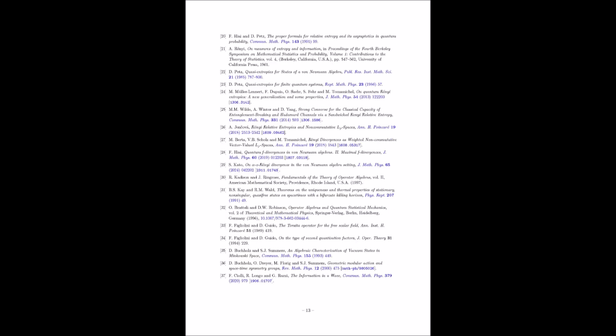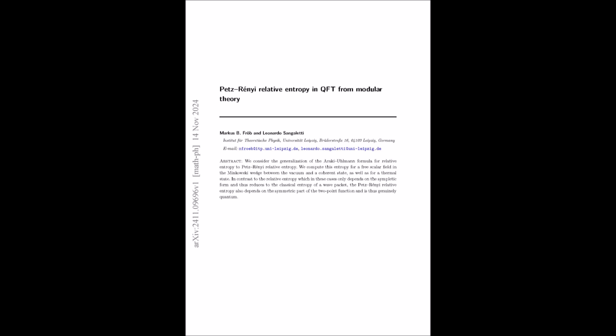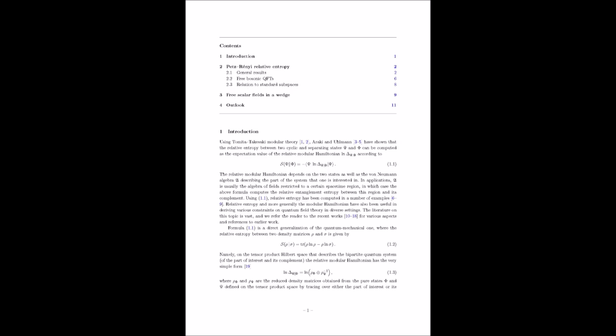Now, the paper also delves into the world of standard subspaces, which sounds like we're getting into some interesting geometric territory. Absolutely. Standard subspaces are special types of subspaces in Hilbert space, the mathematical arena where quantum states reside. They have intriguing properties that connect beautifully with modular theory. Can you give us a more concrete picture of what a standard subspace is and why it's relevant here?